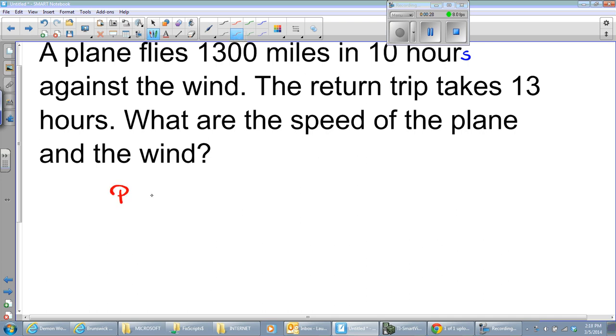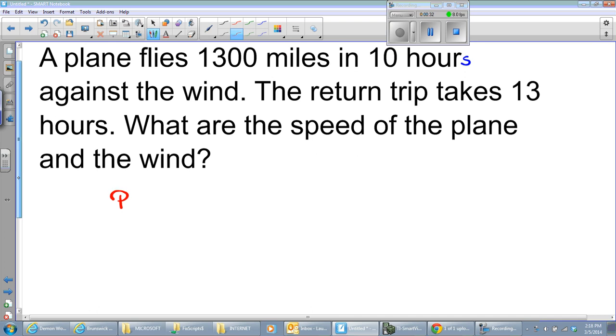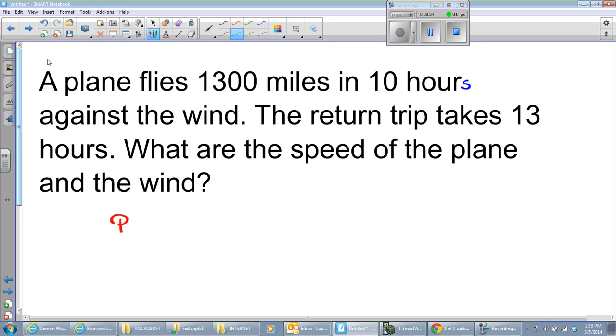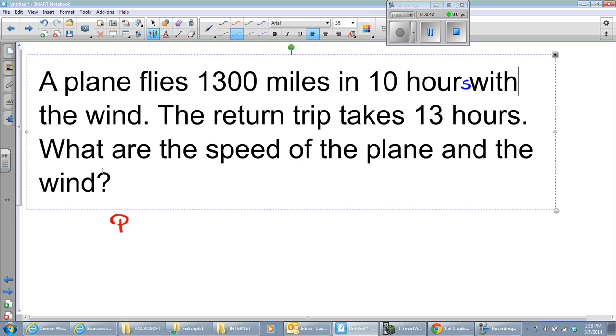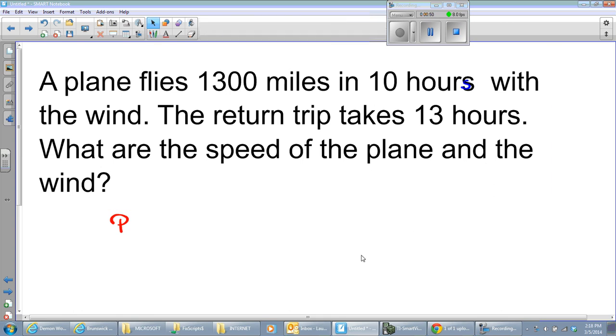It's against the wind. Uh-oh, I have a mistake here. Let me fix that really quick. The 10 hours should be with the wind. How did I know that? Well, 10 hours with the wind, because it would have to be quicker, right? The with-the-wind trip should take less time. Okay, so now I've got that fixed.